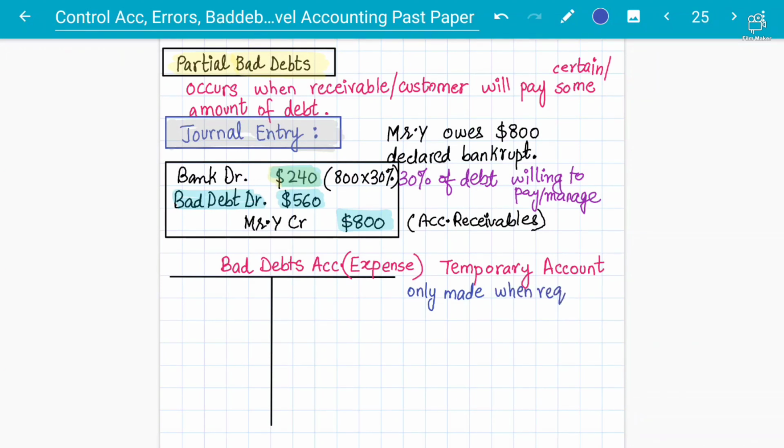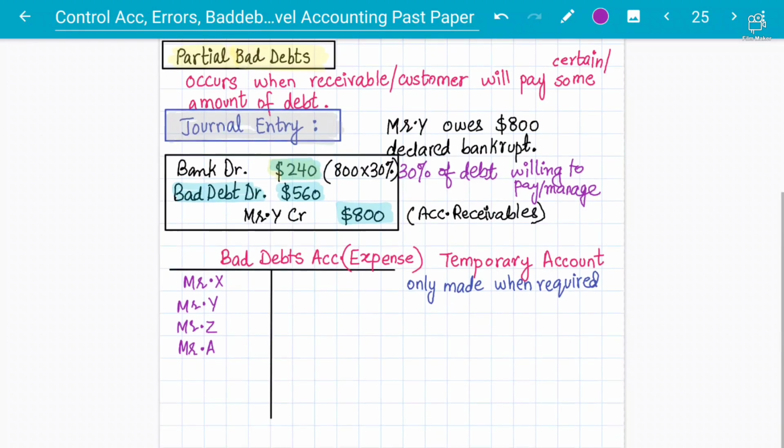So how do you make the T account for the bad debts? It's very simple. You write all the debtors' amounts here. Let's say Mr. X, Mr. Y, Mr. Z, Mr. A, all of their amounts will be coming here.